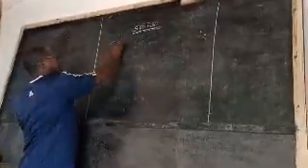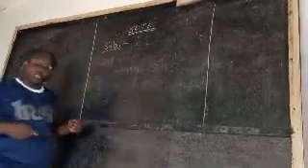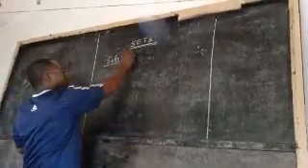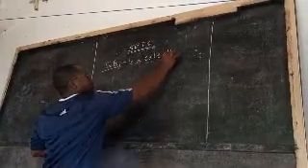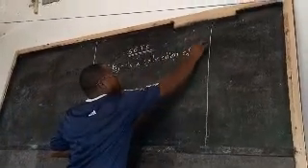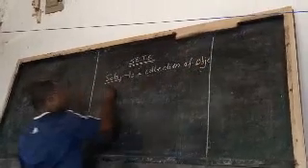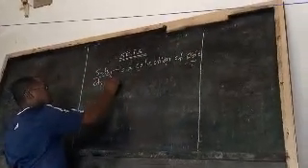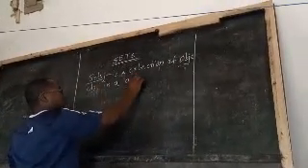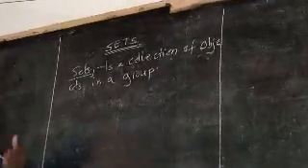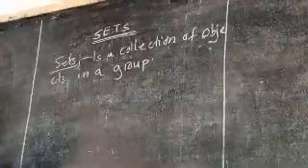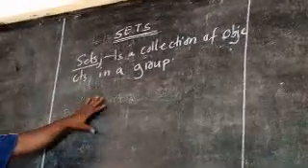Set, by definition, as I said, is a collection of objects in a group. For instance, when you have 12 plates, we say you have one set of plates. So we call it a set of plates.